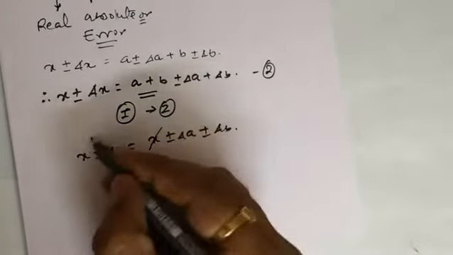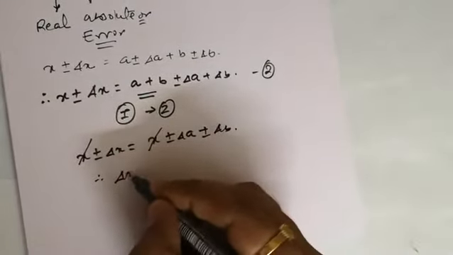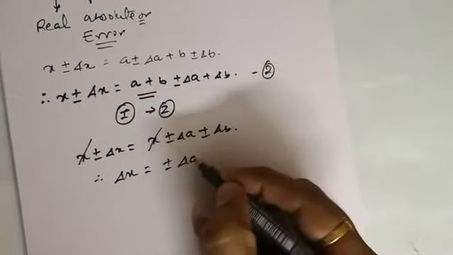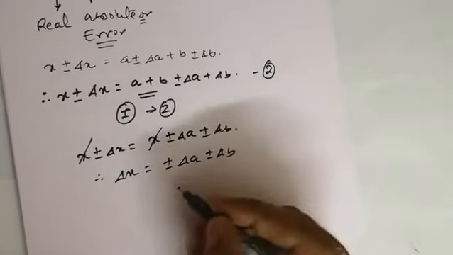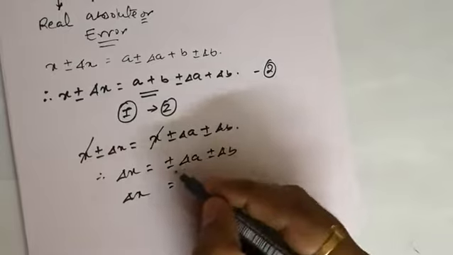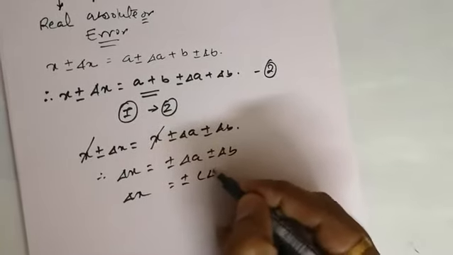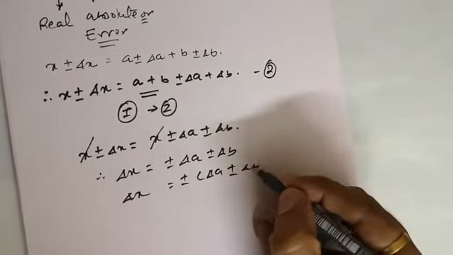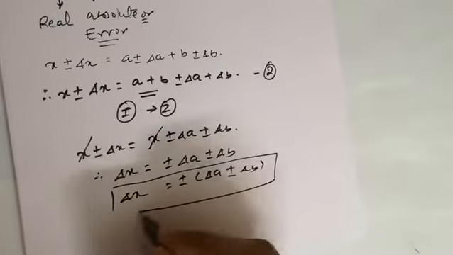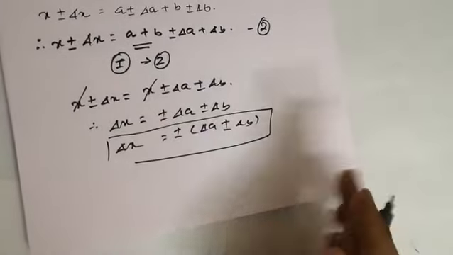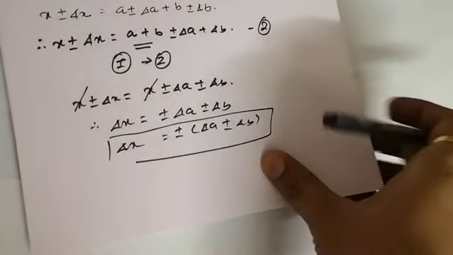So x can be cancelled out from both sides. Delta x equals plus or minus delta a and plus or minus delta b, bringing out the plus or minus as common. So we get that the error in the total net will be the sum of both the observations' errors, delta a and delta b.